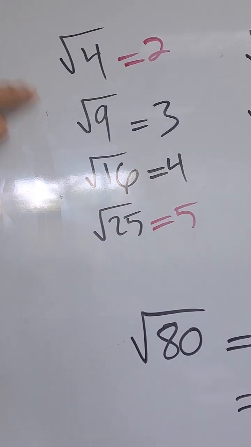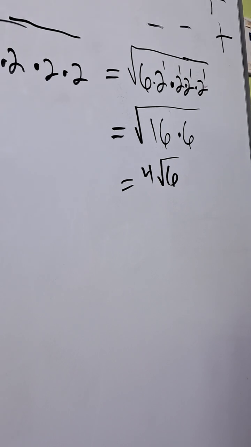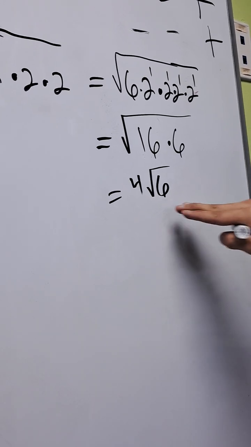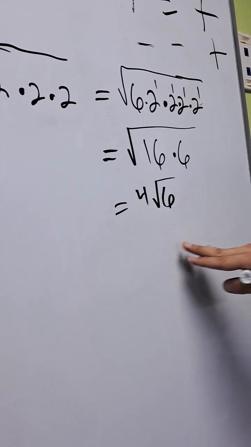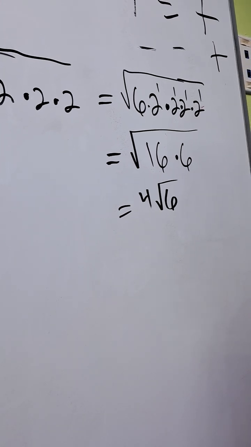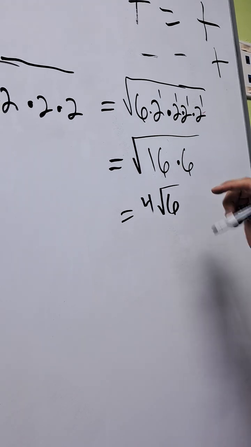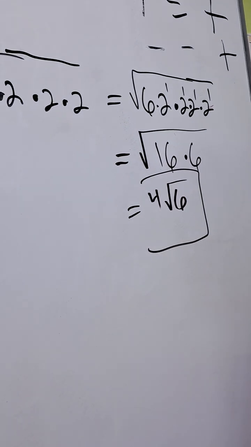Over here, what is the square root of 16? It's 4. And then you have this. You cannot do much with 6. Because what? You're going to break it down to 2 and 3, right? Well, you don't have a square root for either of them. So that's it. You're done here at this point.